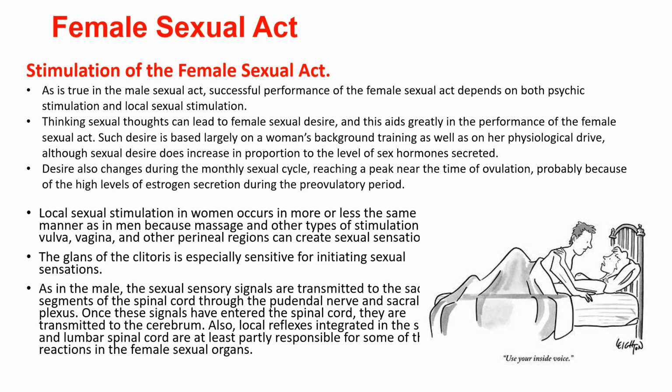As in the male, the sexual sensory signals are transmitted to the sacral segments of the spinal cord through the pudendal nerve and sacral plexus. Once these signals have entered the spinal cord, they are transmitted to the cerebrum. Also, local reflexes integrated in the sacral and lumbar spinal cord are at least partly responsible for some of the reactions in the female sexual organs.